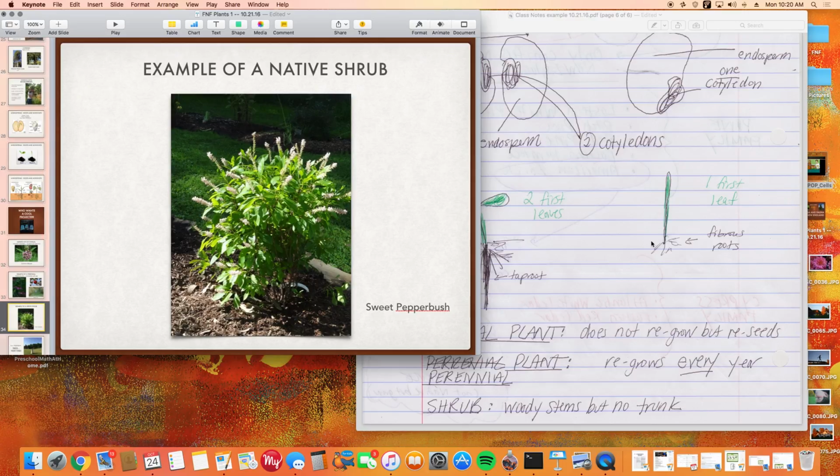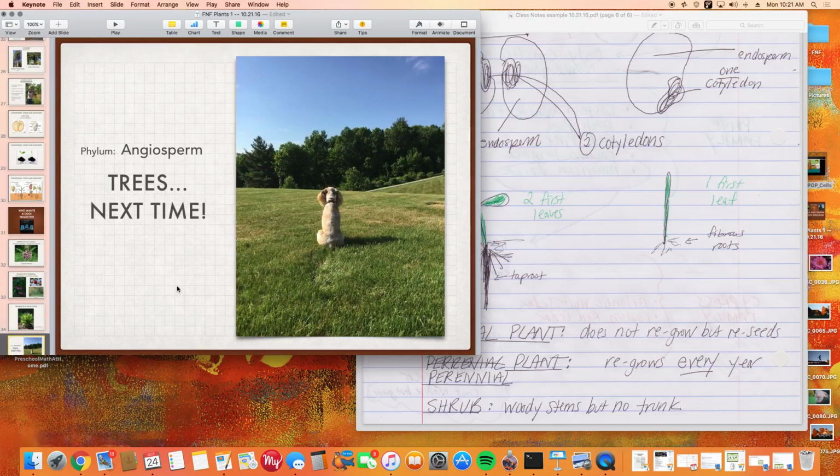And finally, I left you with the idea of a shrub versus a tree versus a plant. Plants have thick stems. They don't necessarily have woody stems. Shrubs have woody stems, but not trunks. Trees have trunks. And we're going to get into the trees next.